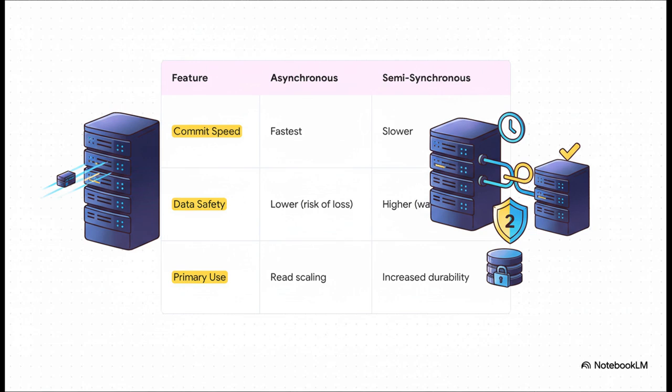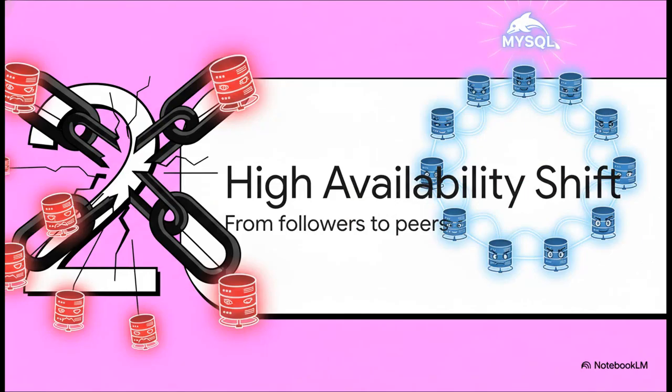This meant your writes were a little bit slower, sure, but you got a huge leap in data safety. You were guaranteed that your data existed on at least 2 different machines before you told the user everything was okay. Problem solved, right? Well, not quite. Even with semi-sync, there was still this massive vulnerability lurking in the system, the single master. It was a single point of failure. If that machine went down, your application still couldn't accept any new data.